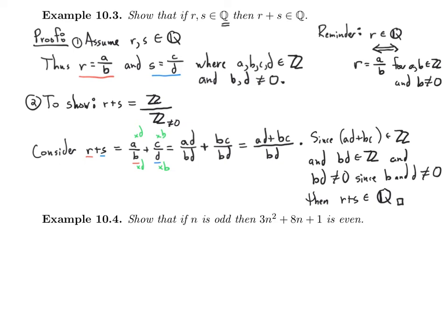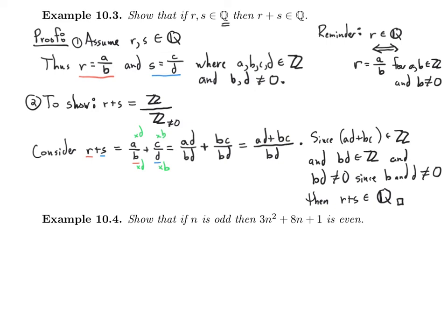And then we have to tell people, well, why is that enough to show that this is a rational number? Well, we know AD plus BC is an integer. It's just a sum and product of other integers, so we're good to go. And we know BD is a non-zero integer. Well, it's an integer because B times D is an integer since B and D are integers. And we know it's non-zero since both B and D are non-zero. So we're good to go.